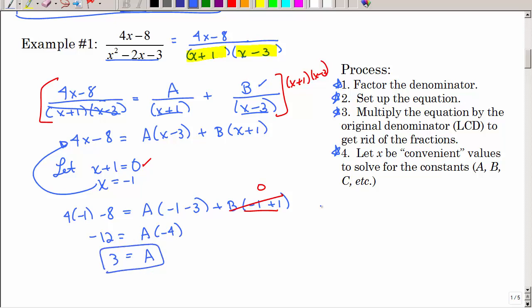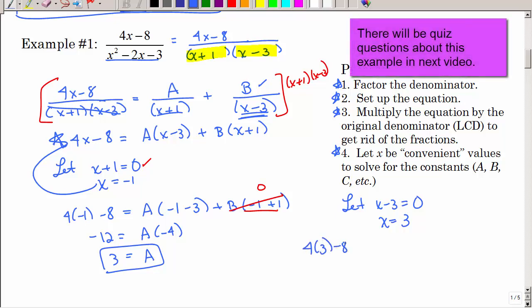We now have A, now we need to find B. So we're going to let x minus 3 equal 0, this other denominator. So let's let x equal 3. And again, we're going to come back up here to our equation and put in 3 everywhere there is an x.